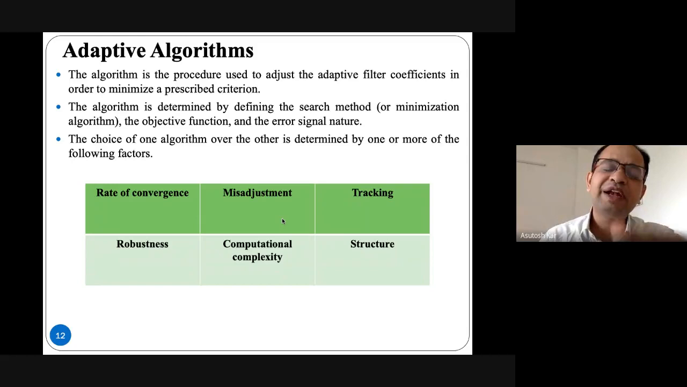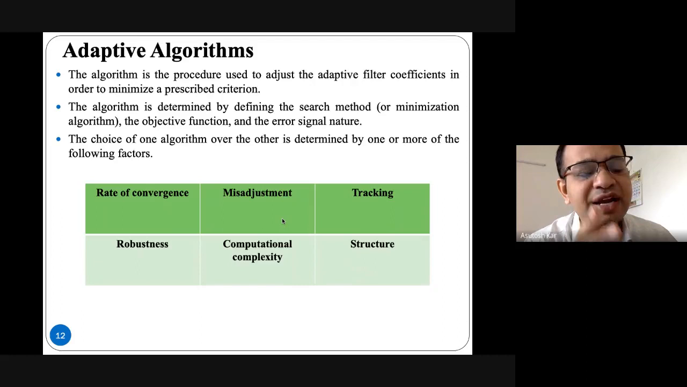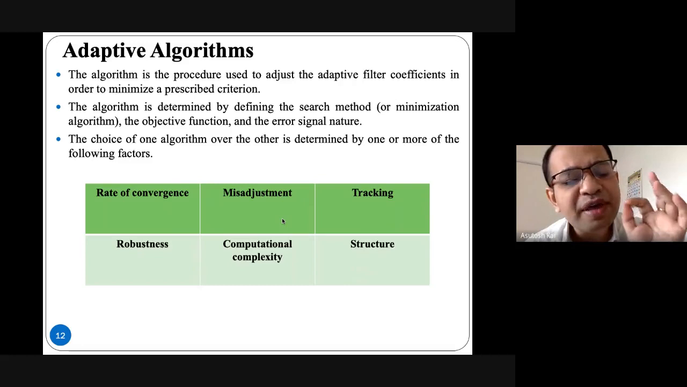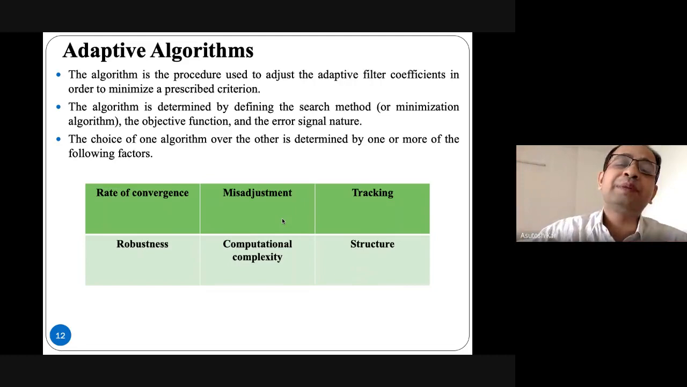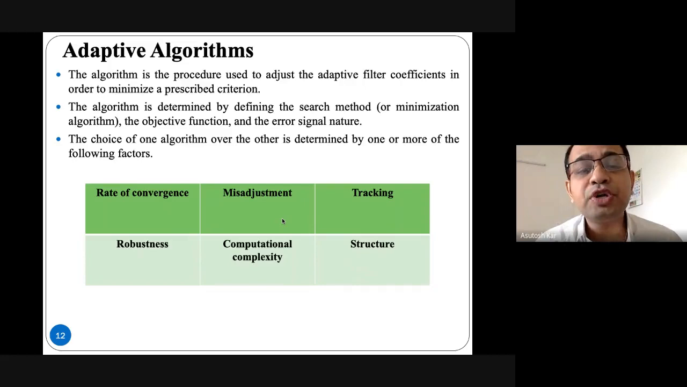Our optimality is to reduce the feedback howling as quickly as possible. The time taken to achieve that is called the rate of convergence. Another very important parameter is robustness. Small variation in input should produce small variation in output. That is called robustness. If small variation in input produces large variation at the output, that means my algorithm is not robust and should not be preferred. Computational complexity, you all have an idea about it.